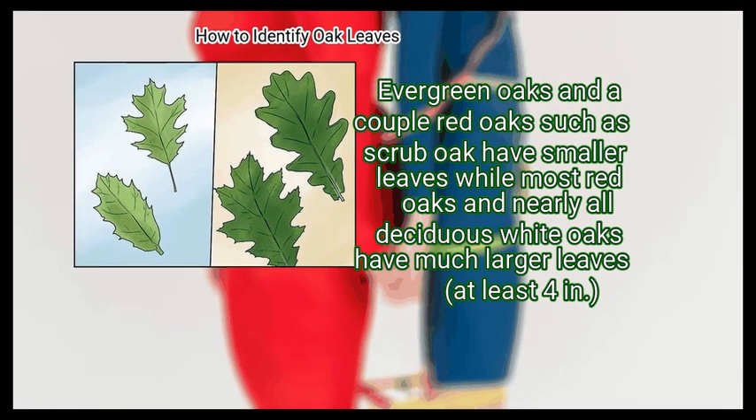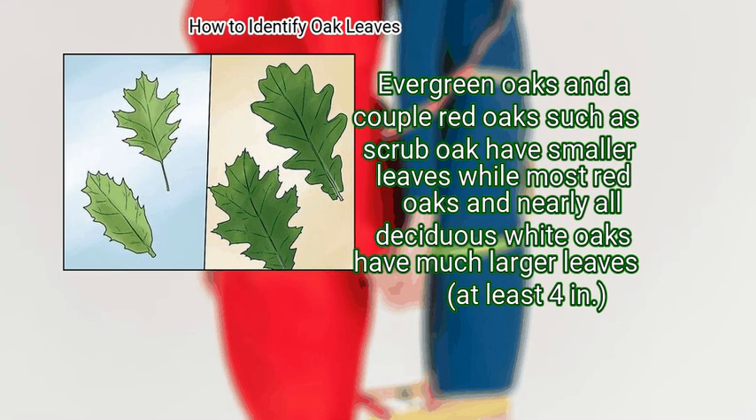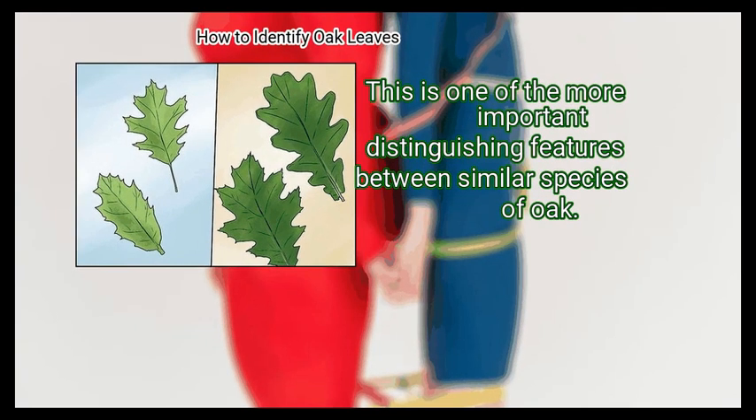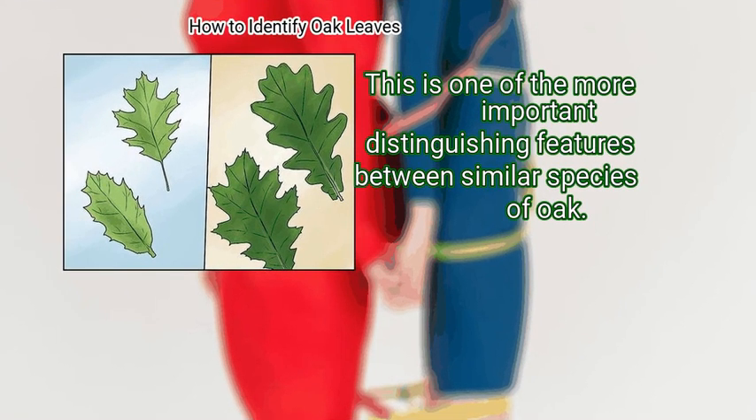Evergreen oaks and a couple red oaks such as scrub oak have smaller leaves, while most red oaks and nearly all deciduous white oaks have much larger leaves, at least 4 in. This is one of the more important distinguishing features between similar species of oak.